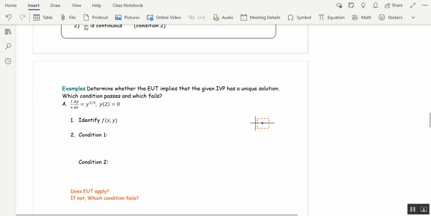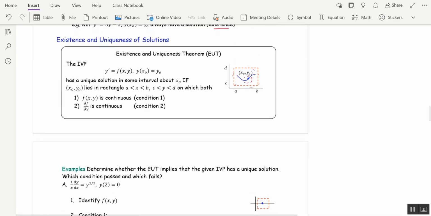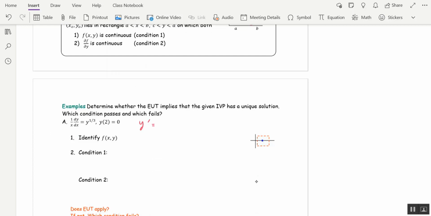Determine whether the EUT implies that the given IVP has a unique solution. Which condition passes and which fails? So our first differential equation looks like this. In order to use the EUT, we need to make it look like this: y prime equals f of x, y, y of x naught is y naught. So if we solve for y prime, we multiply both sides by x, and we get y to the 1/3 times x, and the x naught, y naught is when x is 2, y is 0. So this is the point (2, 0). I plotted that point right here.